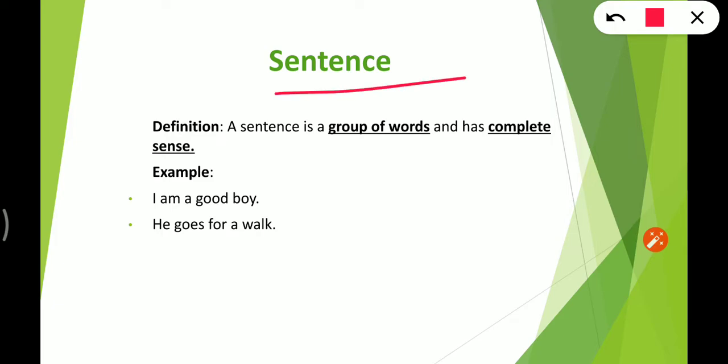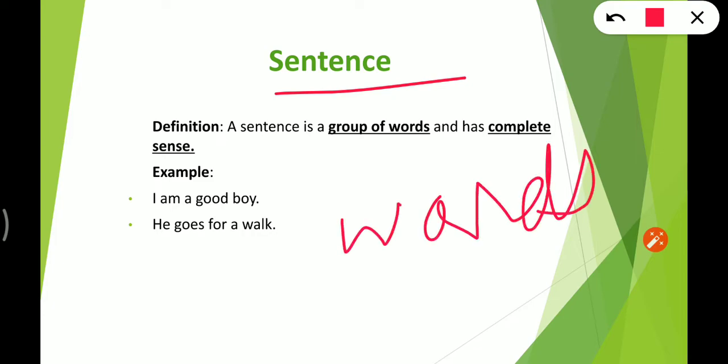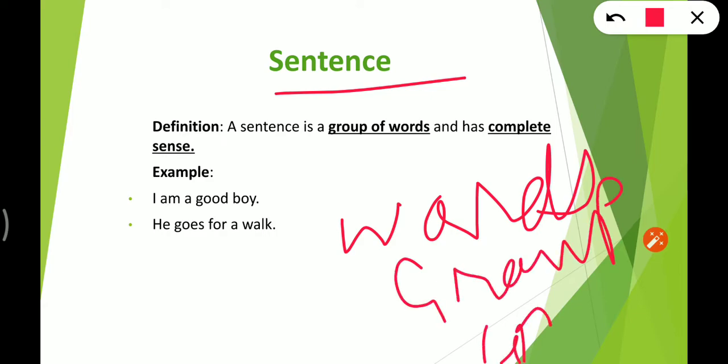So let's start. Sentence. What is a sentence? If I ask you what you see in a sentence, or what a sentence is, what will you say? What do you see in a sentence? Words, right? And they are in a group, right? And they have complete sense, right?